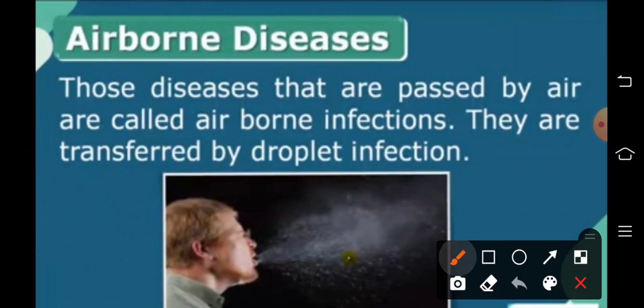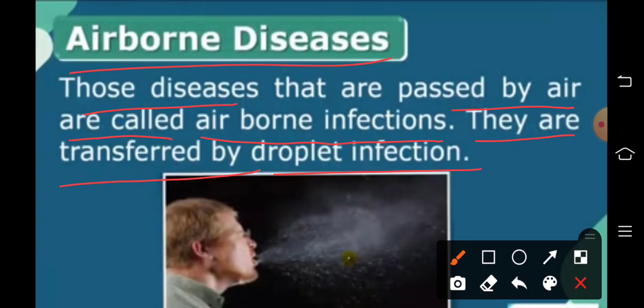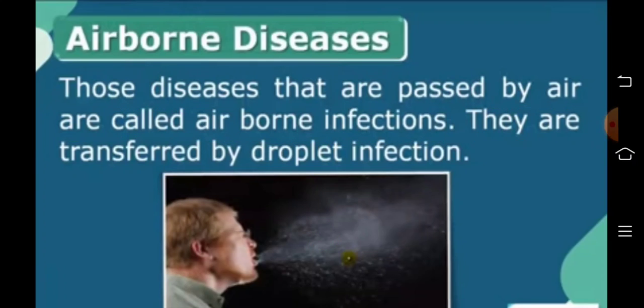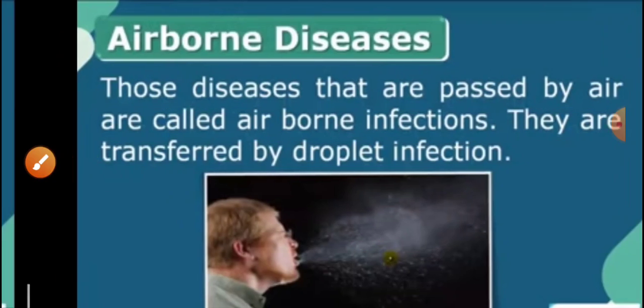Next one is airborne diseases. Those diseases that are passed by the air are called airborne diseases, meaning air is responsible for spreading of diseases. They are transferred by droplet infection. You can see in the picture the person is coughing and sneezing. A lot of droplets are released into the atmosphere. So this is droplet infection.